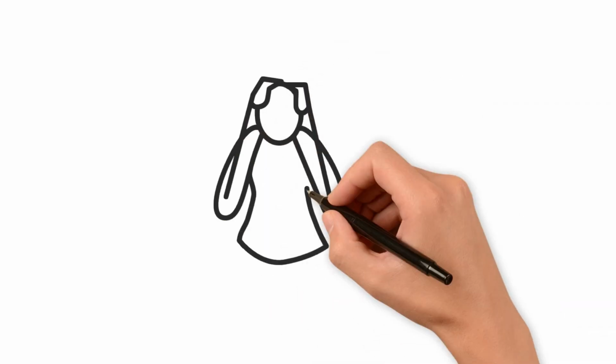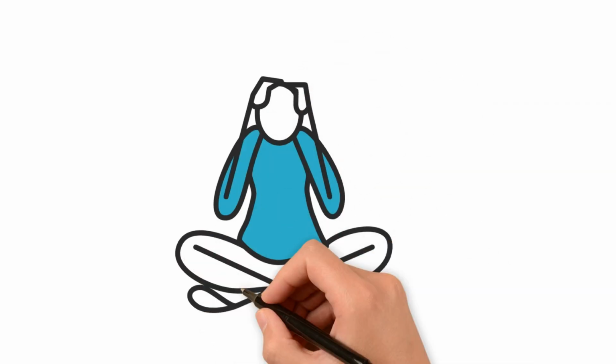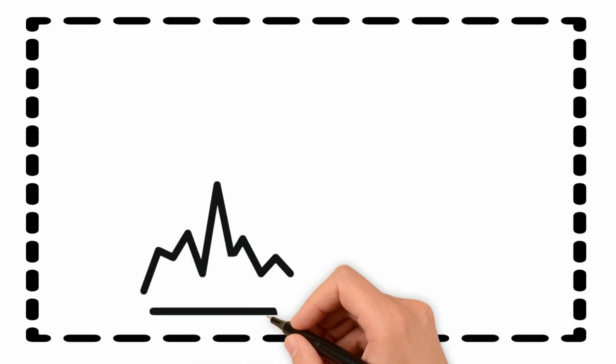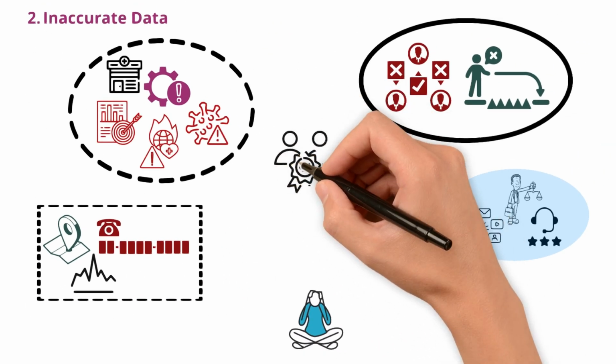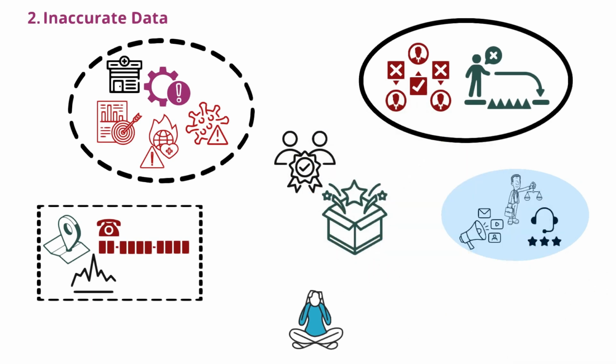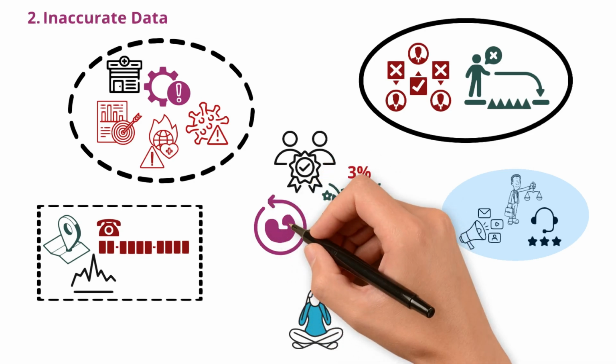There are a few reasons why data can be inaccurate. Sometimes people make mistakes when entering wrong information. Also, data can change over time, like an address or phone number. Experts say that a surprising amount of data, around 3% every month, becomes outdated worldwide.